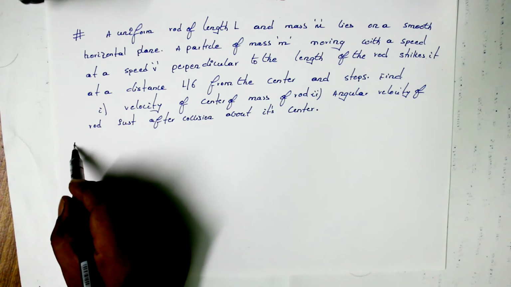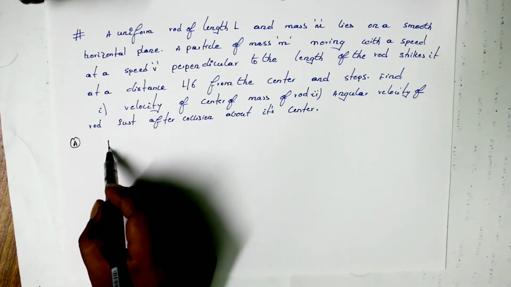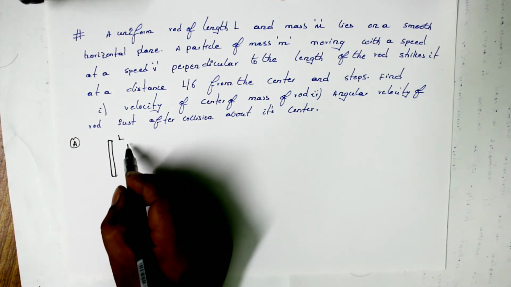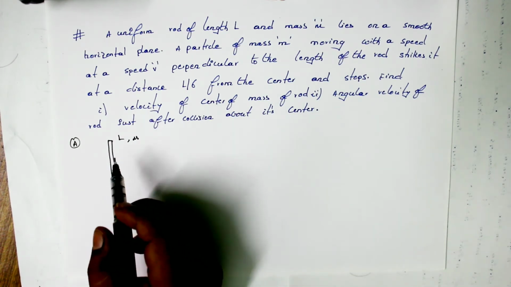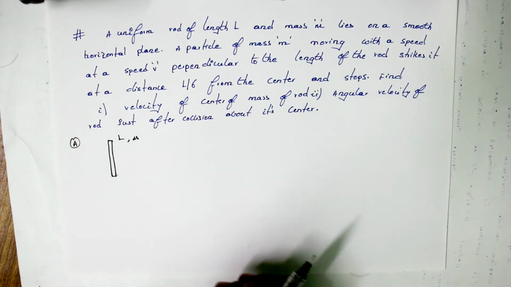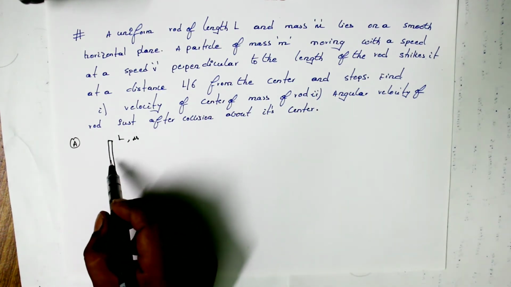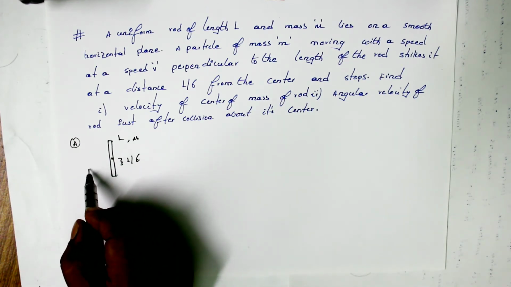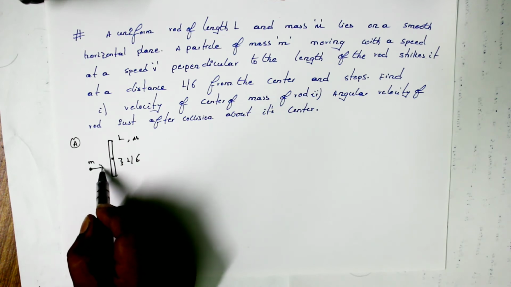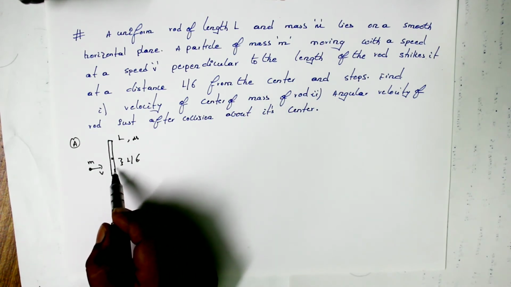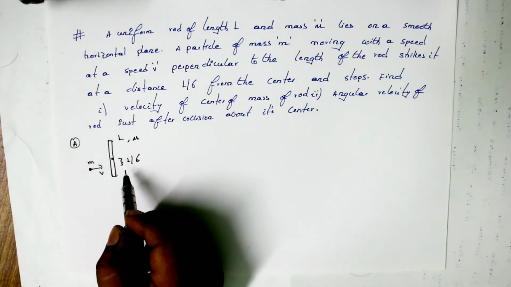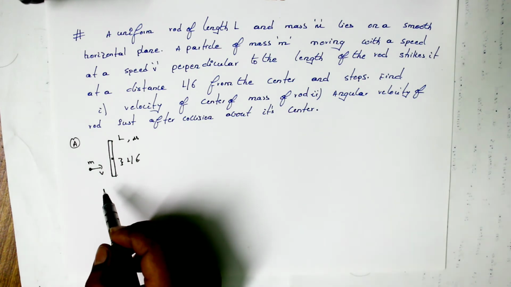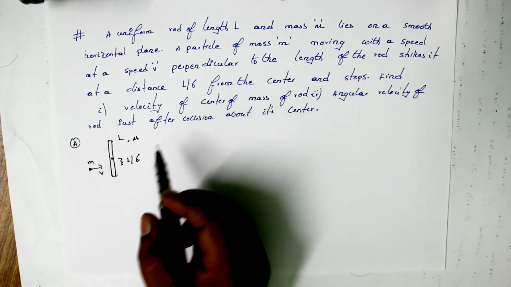So let us try to represent this question in the form of a diagram. This is a uniform rod whose length is L and mass is capital M, and it is present on a smooth horizontal surface. So this rod is horizontal, and at a distance of L by 6 from the center, a particle of mass m is coming with a velocity of v. It strikes this rod at a distance of L by 6 from the center, and immediately this small mass comes to rest. So then let us see how we can calculate the first question.